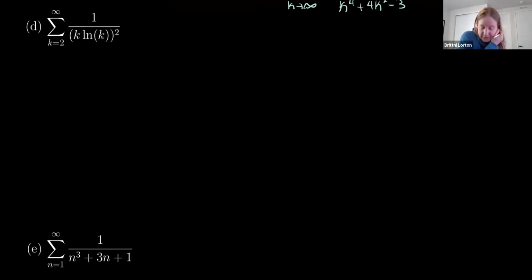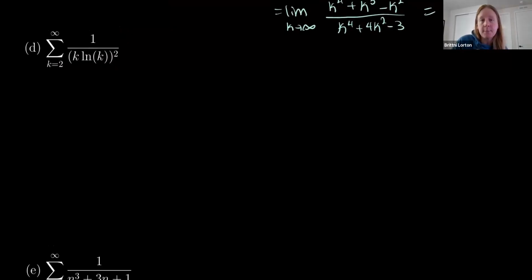The sum from k equals 2 to infinity of 1 over k times ln of k squared. This is a classic one where both the direct comparison test and the limit comparison test would work just fine. So I'll just practice the direct comparison test. Maybe you want to pause and practice the limit comparison test and see if we get the same answer. Okay, they both would work.